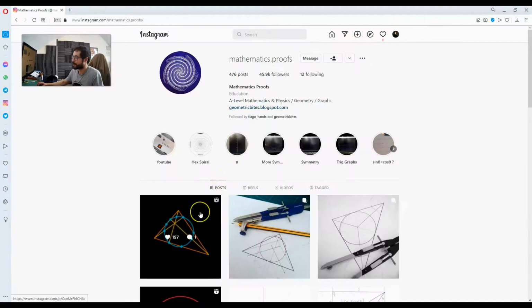To emphasize the rules of the 9-point circle, I've also made an animation. This can also be found on mathematics.proofs on Instagram.